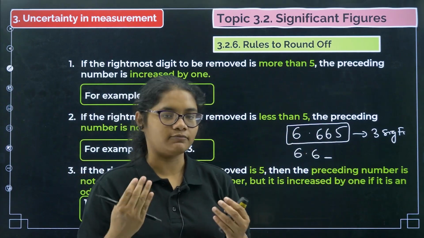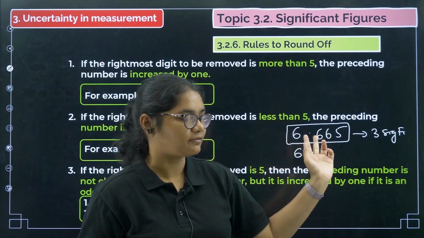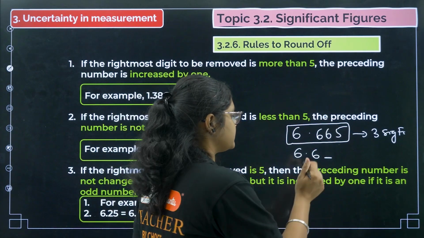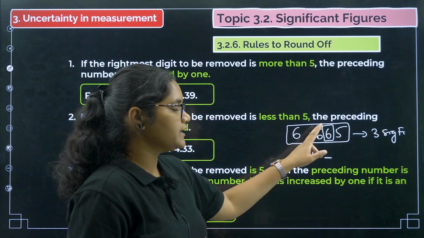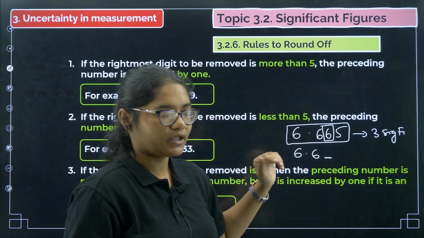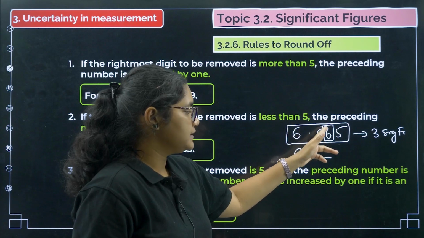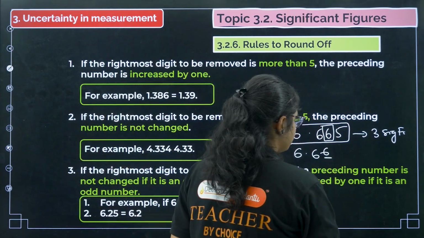It is neither greater than 5 nor less than 5. If it is less than 5, it would have remained 6. If it is greater than 5, I can increase by 1, but it is exactly 5. In that case, you need to check this preceding number. If this preceding number is an even number, then there will be no change. So it will remain as 6.66.